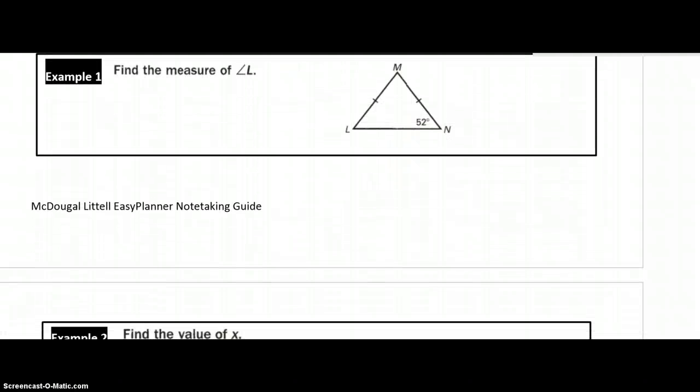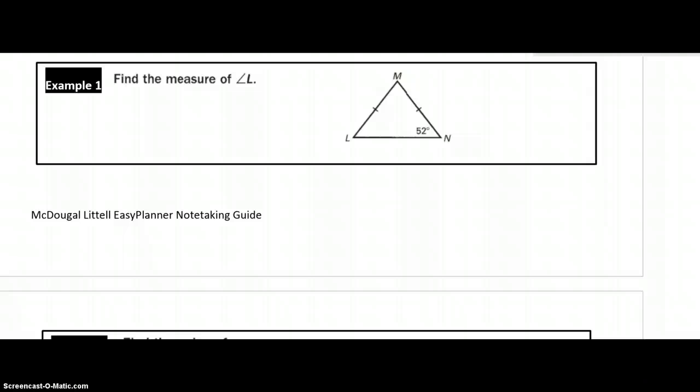Example number 1 says, find the measure of angle L. What would the measure of angle L be? 52. Why? How do you know? That's right. If the legs are congruent, then the base angles are congruent. That's your reason. That's your explanation. That's the why.